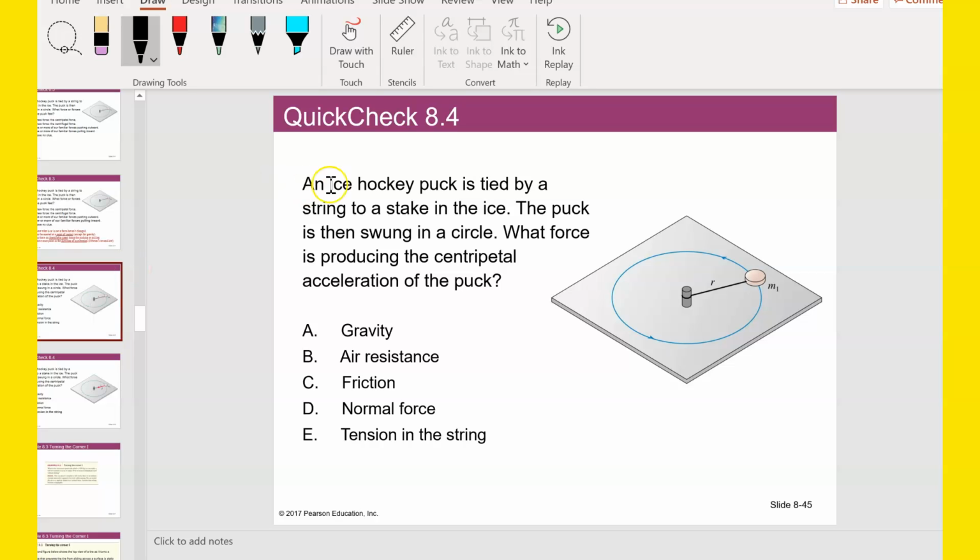Quick check 8.4. An ice hockey puck is tied by a string to a stake in the ice. The puck is then swung in a circle. What force is producing the centripetal acceleration of the puck? It would be the tension in the string. The tension in the string is what is pulling that puck toward the center of the circle that keeps it going in a circular motion.